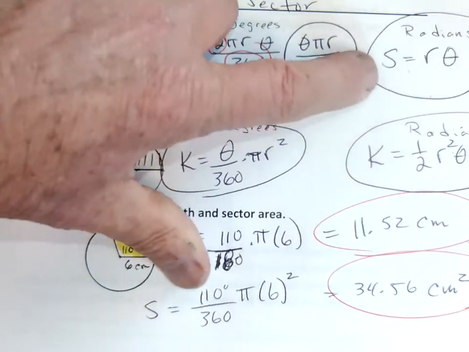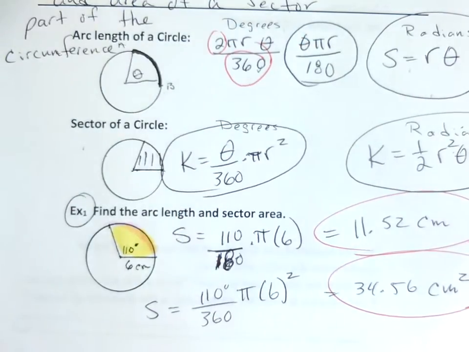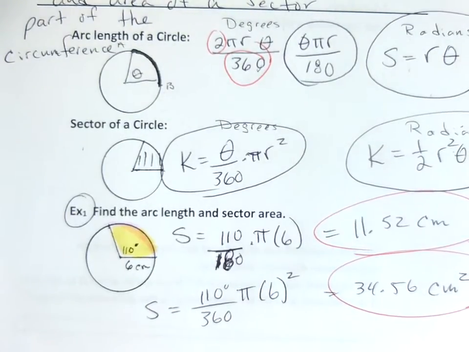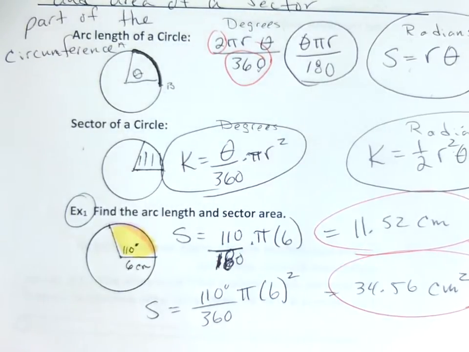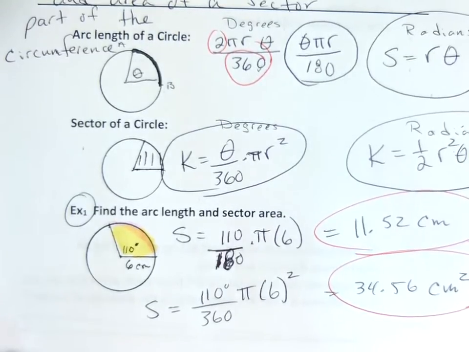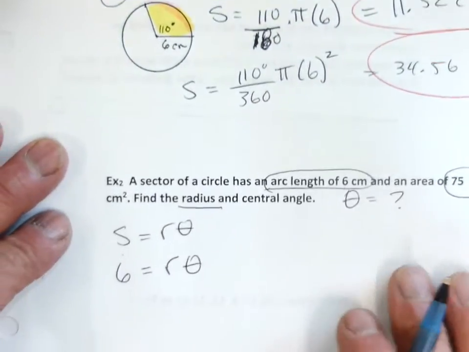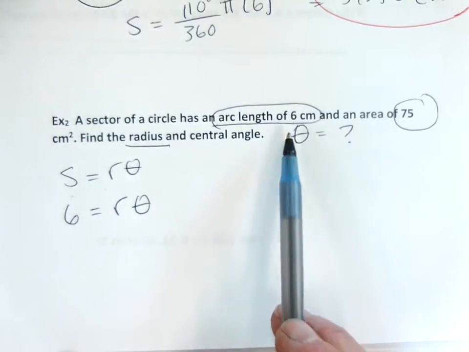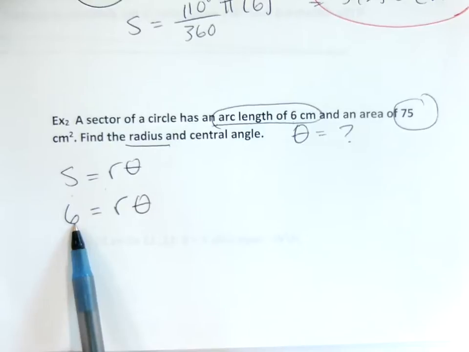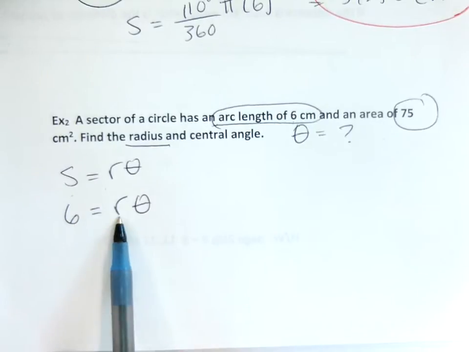How about if we do it in radians? I've got S equals r theta, and what I know is I can put the 6 in for the arc length. I don't know the radius or theta. Too many variables. Sorry, you guys. I should pay attention to what I'm doing. So I use my arc length formula, put the 6 there, but I don't know the radius or the angle.